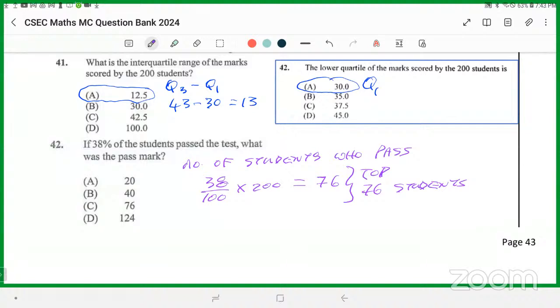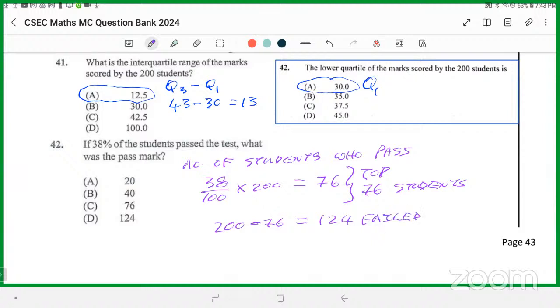So to find the pass mark, what you can do is 200 minus 76, because that gives the number who failed. So 200 minus 76 who passed. What does that work out to? 200 minus 76 is 124, right? 124 students fail the test.